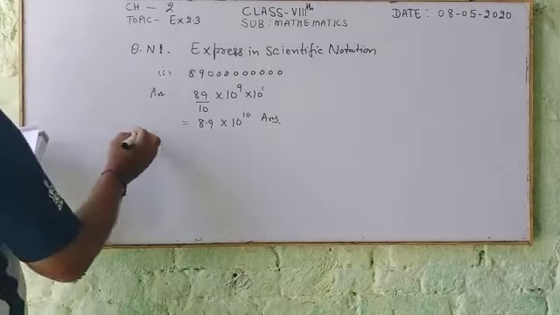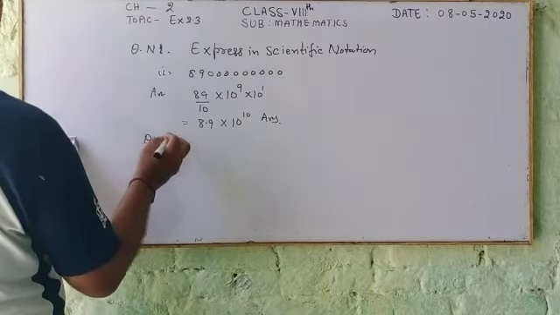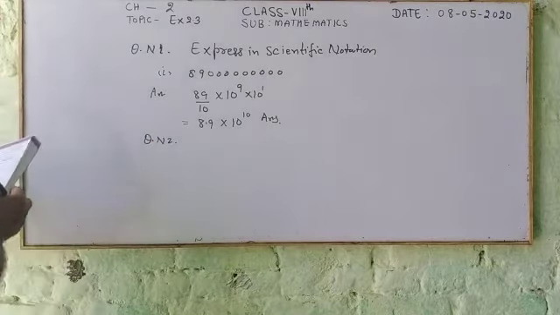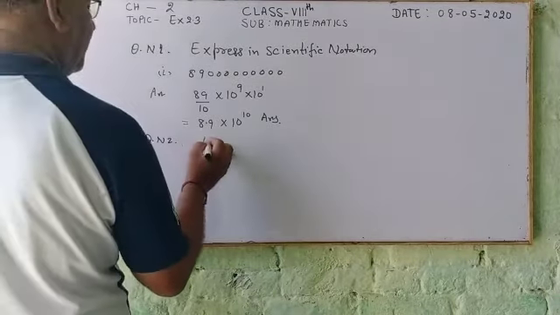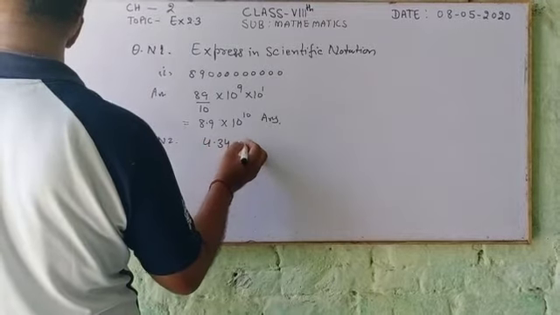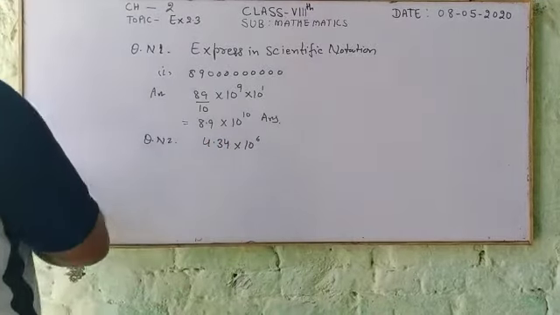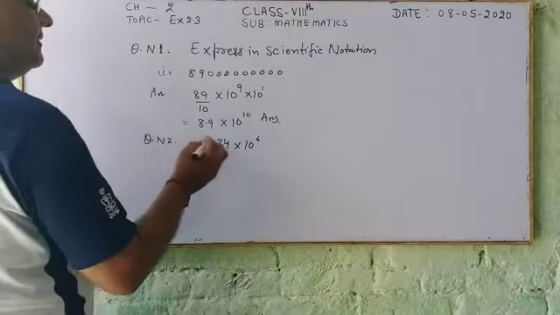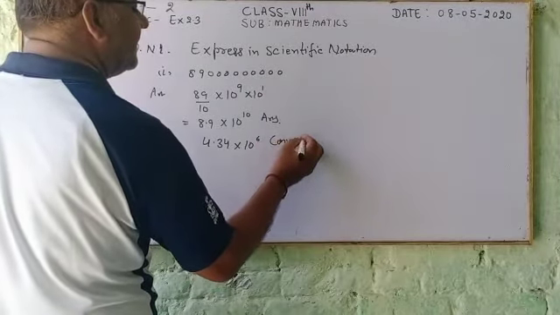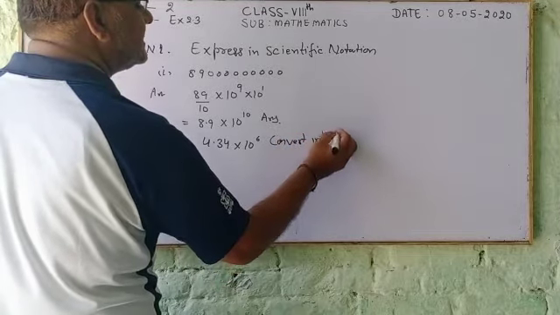We are taking question number 2. Express the following number in scientific notation. So 4.34 times 10 raised to power 6. Express in usual form, standard form. Convert into standard form. So students, convert this into standard form.